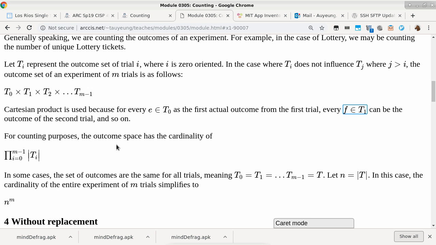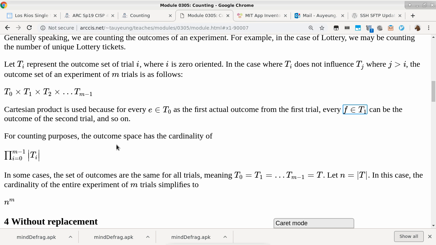So in a case where each trial has exactly the same number of outcomes as all of the other trials, then it's easy, because if n is the number of outcomes per trial, then n to the power of m, which is the number of trials, is going to be the total number of possible outcomes for the entire experiment. Does that make sense? Flipping coins is one of those examples where n is 2, because each trial has 2 possible outcomes. And when you're talking about an experiment of 5 coin flips, then m is 5.